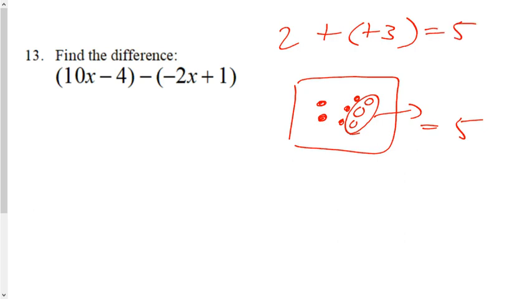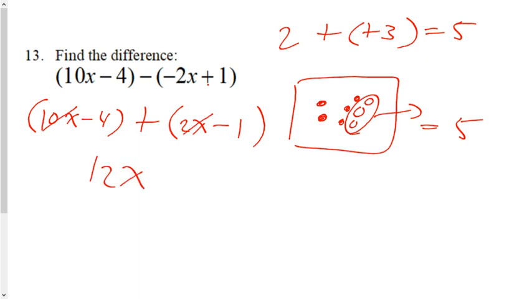The same thing is true of polynomials. Keep your first polynomial, change to addition, and use the opposite this time, not of the first term, but of the entire polynomial. So this is going to become a positive 2x, and that's going to become a minus 1. Now that we have that, we're going to gather our like terms. Those two make 12x. Those two make negative 5. And when I find the difference between those two, the answer is 12x minus 5. Okay? Any questions with 13?